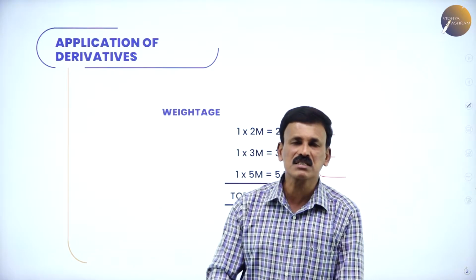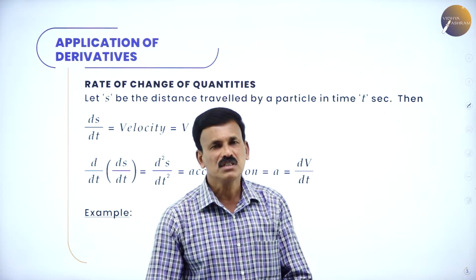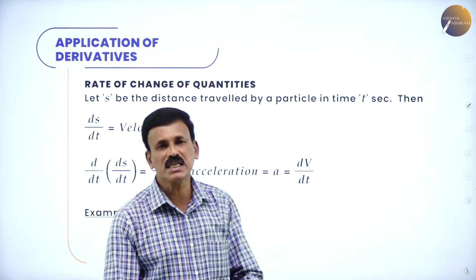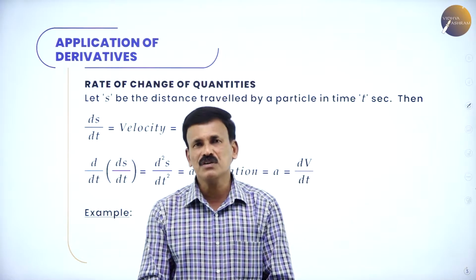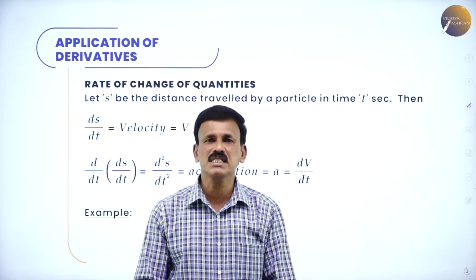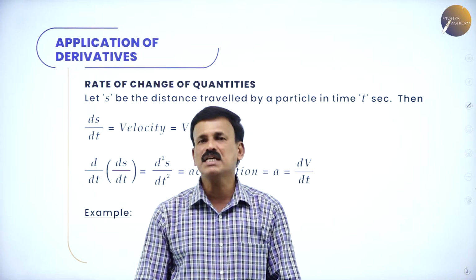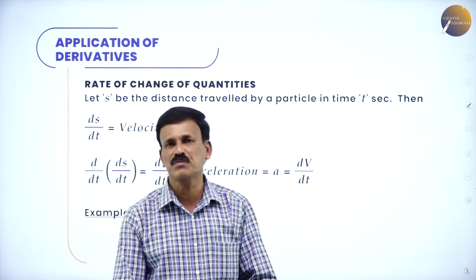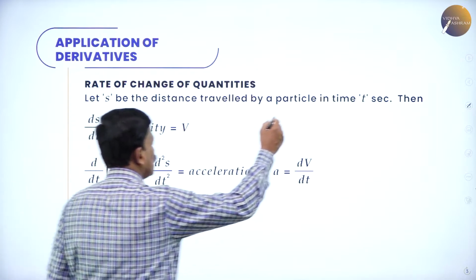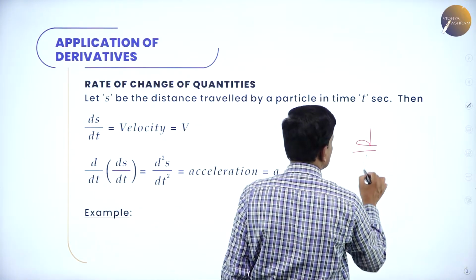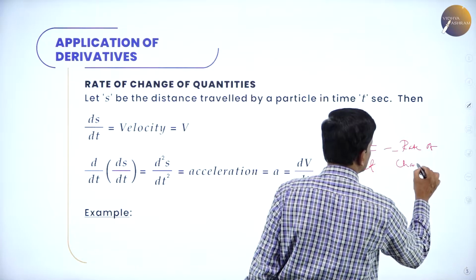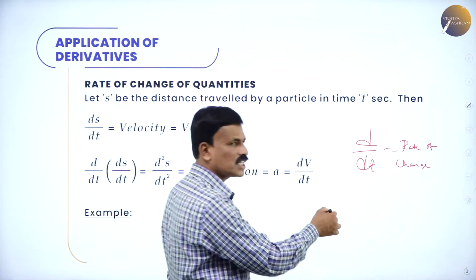Now let me discuss the first concept, rate measure. Rate, actually d by dt, represents the rate of change of displacement or rate of change of velocity, which you might have studied in your physics classes. The same concept we are going to study in mathematics also. That is, d by dt represents the rate of change of what? With respect to time.